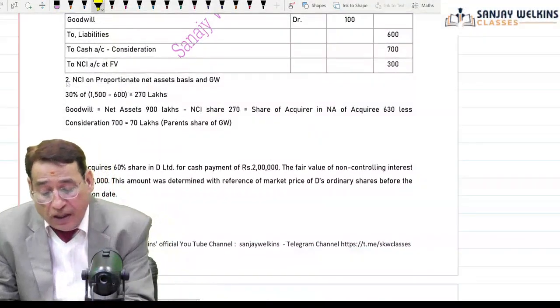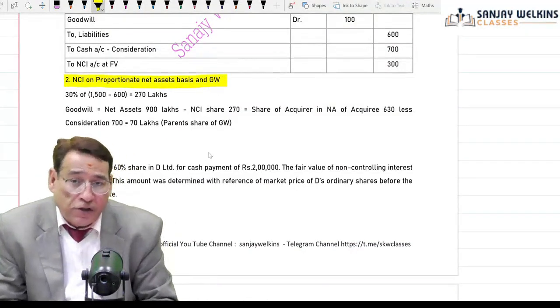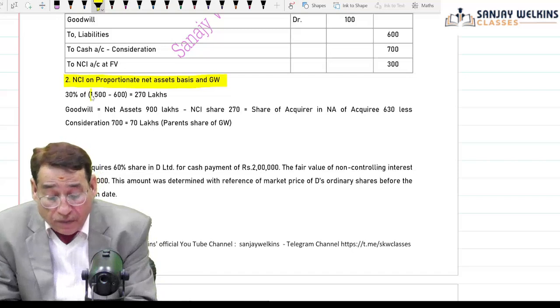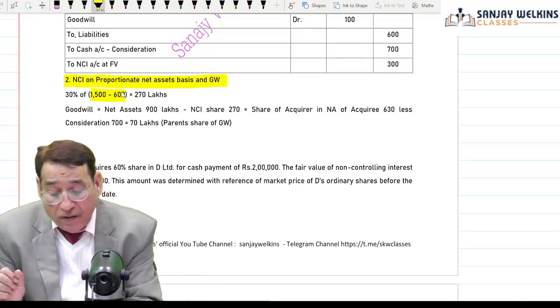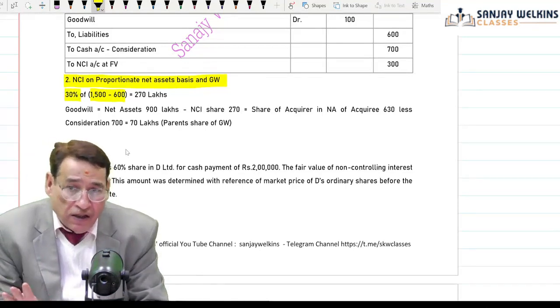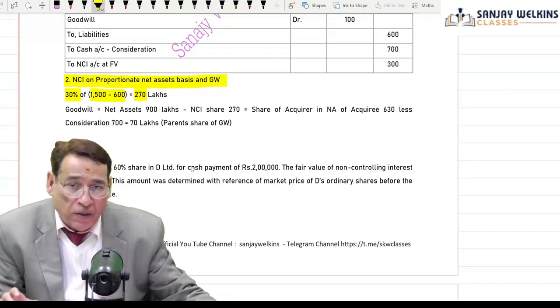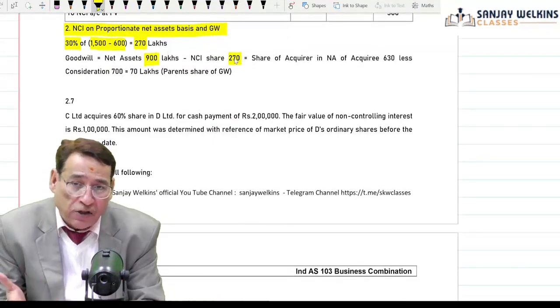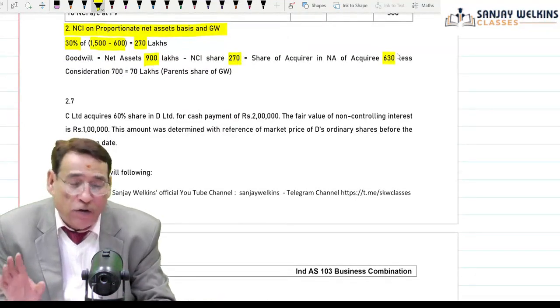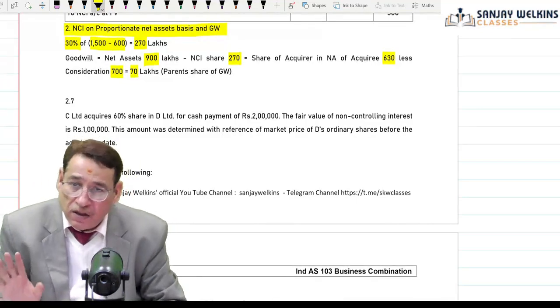Now suppose NCI is valued on proportionate share of net assets basis. Your net asset is 1,500 minus 600, that is 900, and proportion of NCI is 30%. So 270 lakh will be the value of NCI on PSNA basis, correct? Then from the net assets of 900, you will subtract the NCI share. So acquired share will be equal to 630. And then you compare it with consideration. This time you will have a goodwill of 70 lakh. Is it clear to you or not?